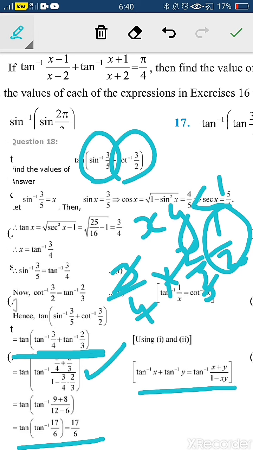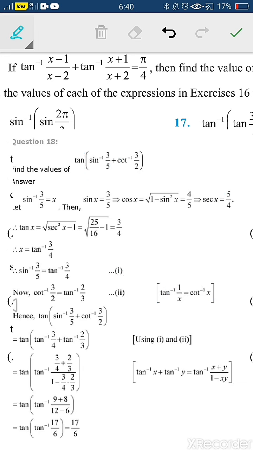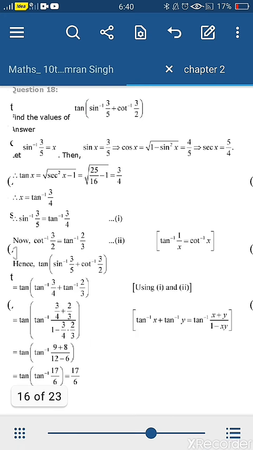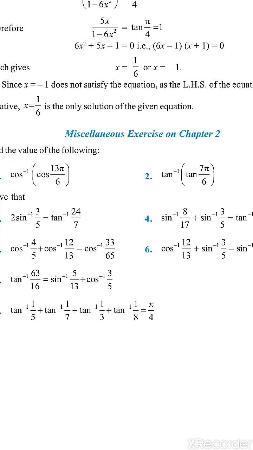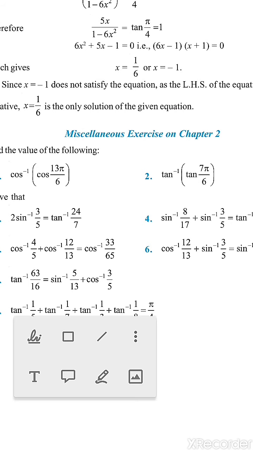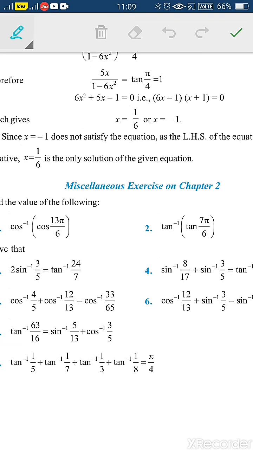Very, very important question. So keep this in mind, that you can convert sine inverse, cot inverse in terms of other inverse trigonometric functions also, right? So the rest of the questions of this exercise, you will be solving yourself. So moving on with the miscellaneous exercise now. Question number 1. Find the value of the following: cos inverse cos 3 pi by 6. This is your question number 1.